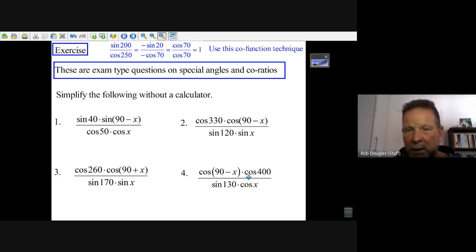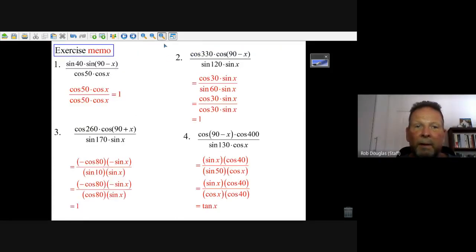So here are the 4 questions to try, and they come with complete memos with everything all done out. So it shouldn't be too hard.